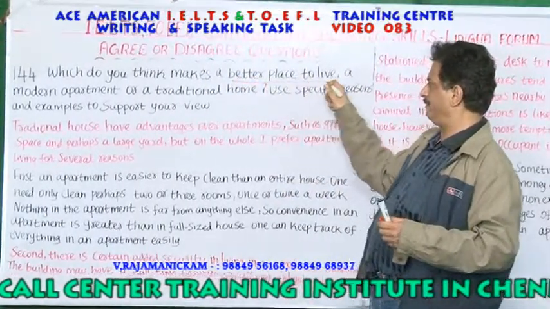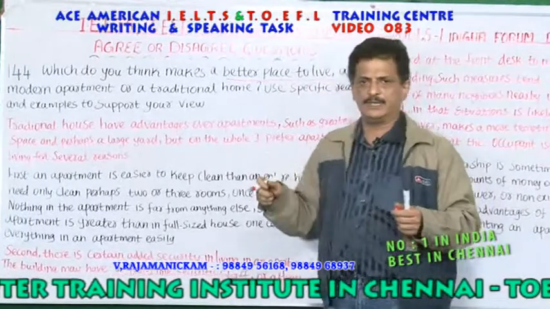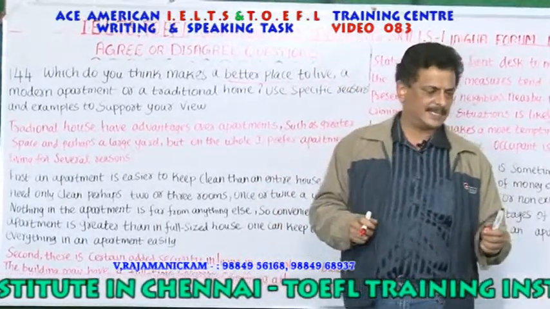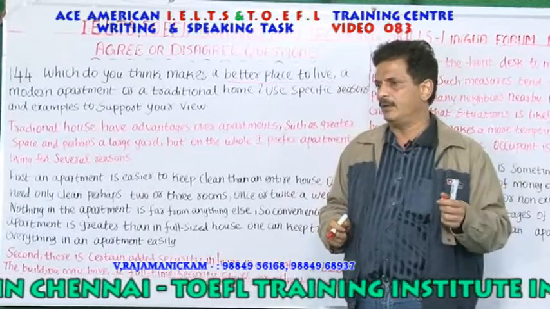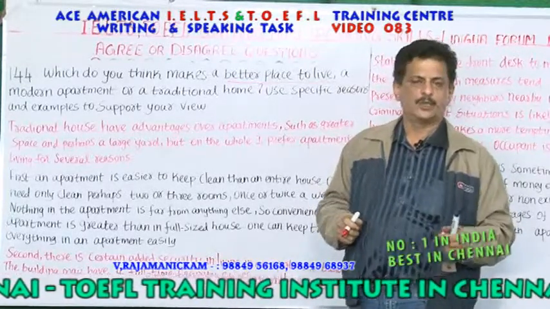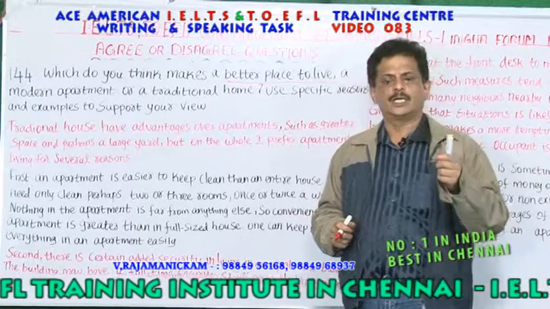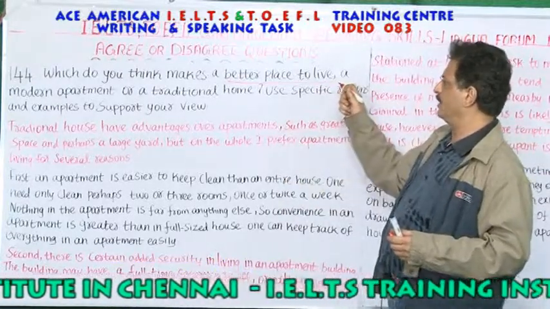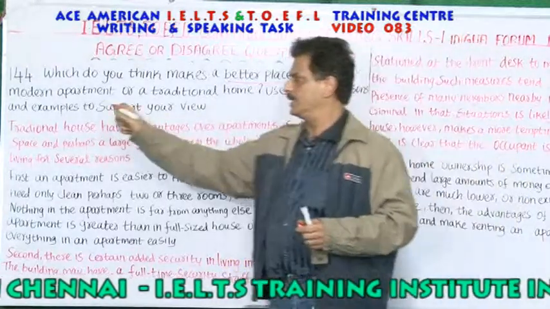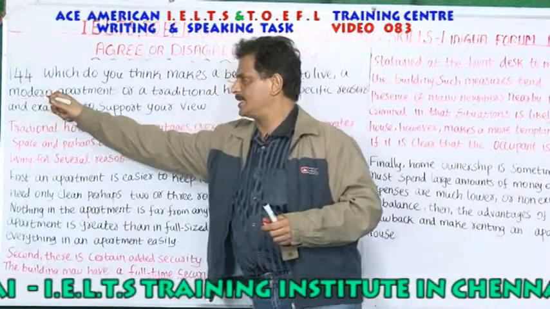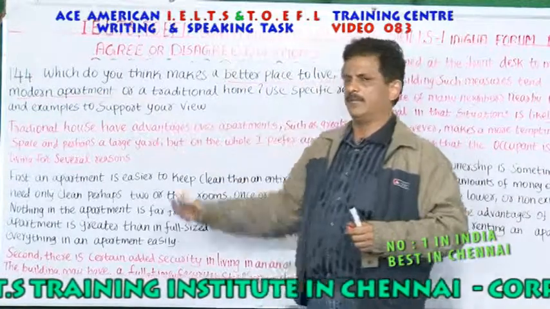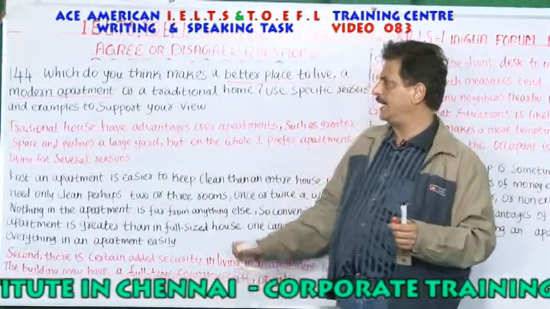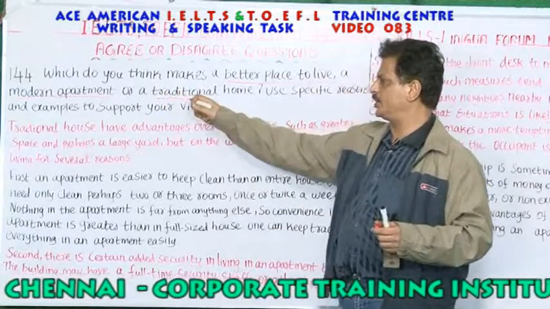Everybody should have a place to live. The basic necessities are food, clothing and shelter. When coming under shelter, it is a place to live. Which place do you like to live? A modern apartment. What is the modern apartment nowadays? Apartment living has become a norm, or a traditional home. What is a traditional home?